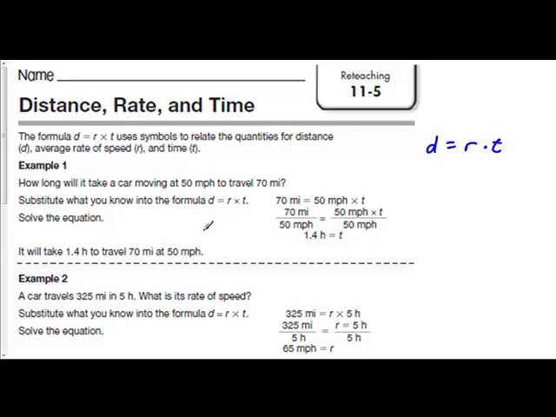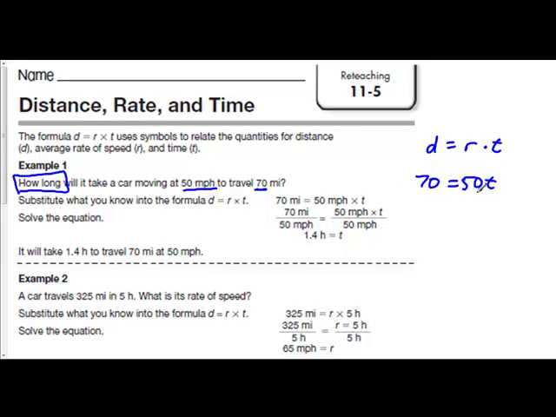So let's take a look at this. What is the distance? Well, the distance is 70 miles. 70 miles equals rate times time. What's the rate? Oh, the rate is 50 miles per hour. So it's 50. But we don't know the time. It says how long. Remember, time is how long, so that's the part that we don't know. So 70 equals 50 times time.